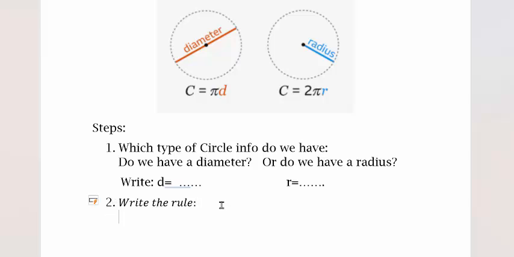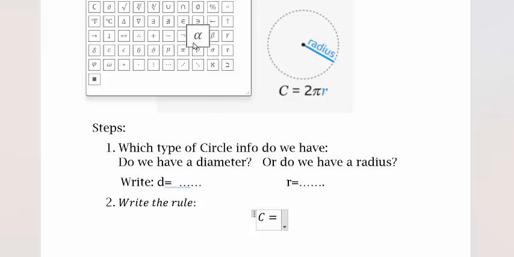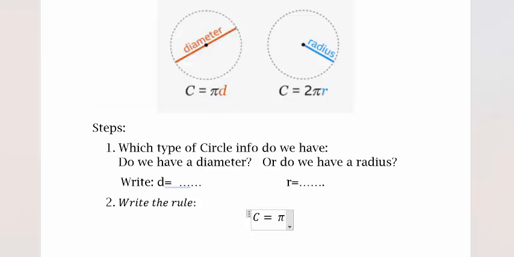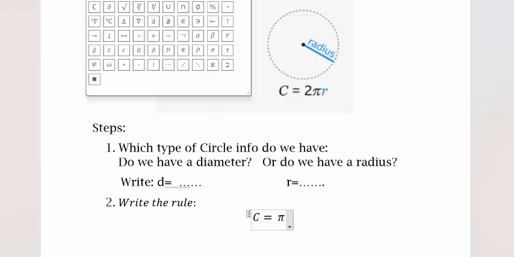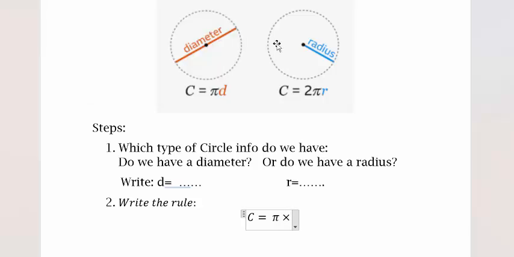So in this case, we're going to have circumference equals pi times d, because that's pi times the diameter. Okay, I'm going to make that come over here.